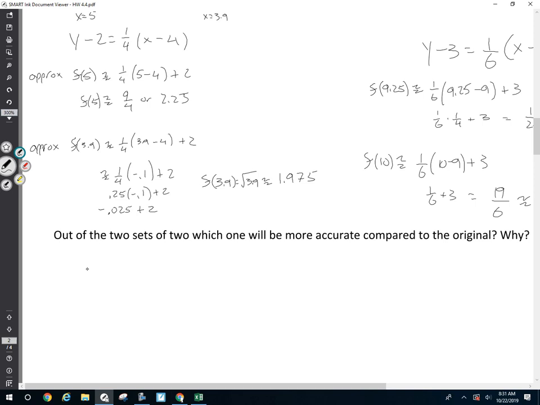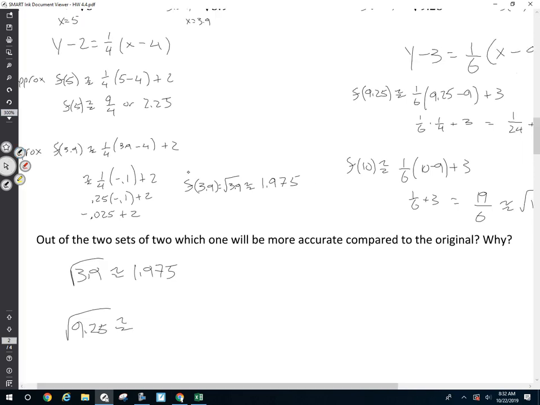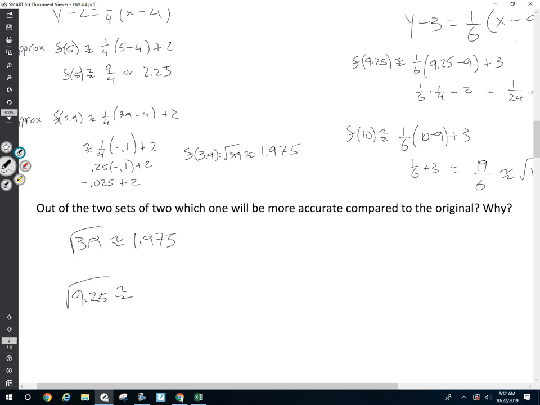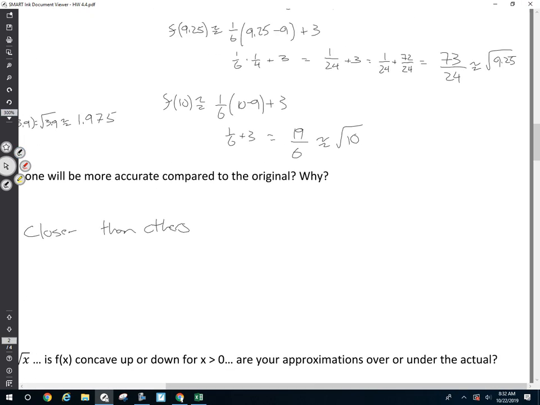So my approximation for root 3.9, which is approximately 1.975, and my approximation for 9.25, which I said is approximately 73/24, will be closer than the others, because the x values, or the location on my function, is closer to the tangent line point that I know.